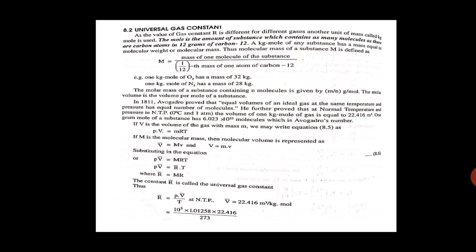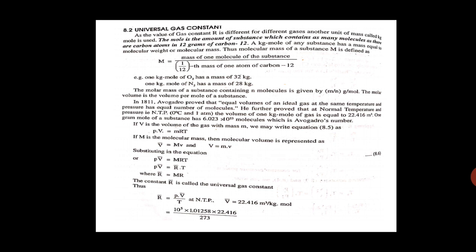Simple term it is. See, carbon is 12 only. C is 12. So the molar mass of a substance containing n molecules is given by m divided by n, in grams per mole. There are two terms: one is grams per mole or kg per mole. The molar volume is the volume per mole of a substance. So the volume occupied by a mole of a substance is known as the molar volume.